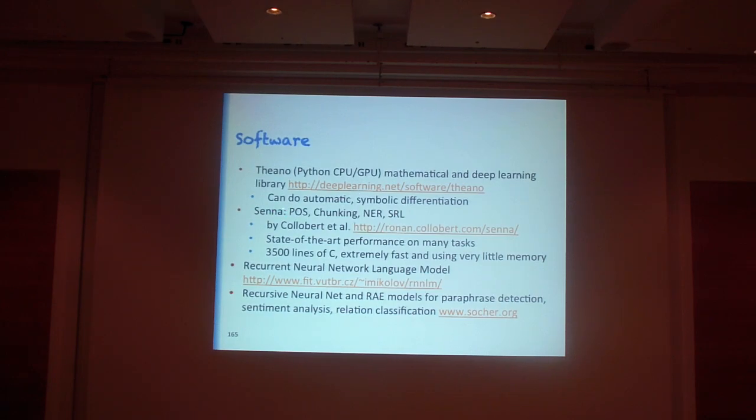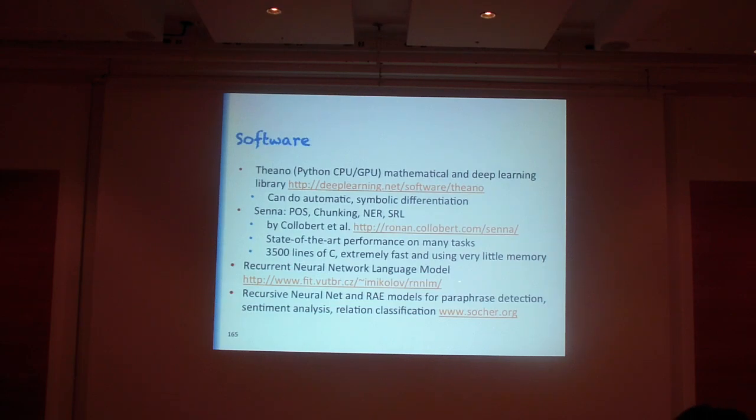Then something that can be very interesting for users of NLP is the program called SENNA by Collobert and collaborators, which does part-of-speech tagging, chunking, named entity recognition, semantic labeling, and parsing. You get state-of-the-art performance on these tasks. Interestingly, it's very fast code. It's very short, 3,500 lines of C. It uses very little memory. It's very easy to use. So you can have a look at that pointer.